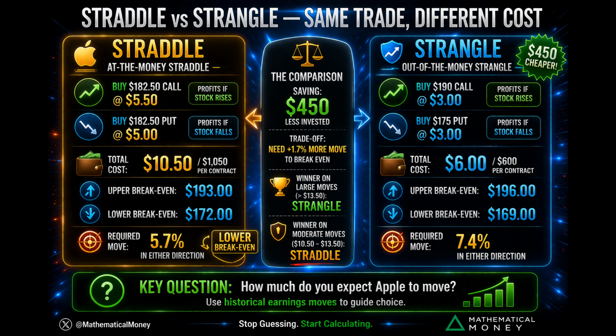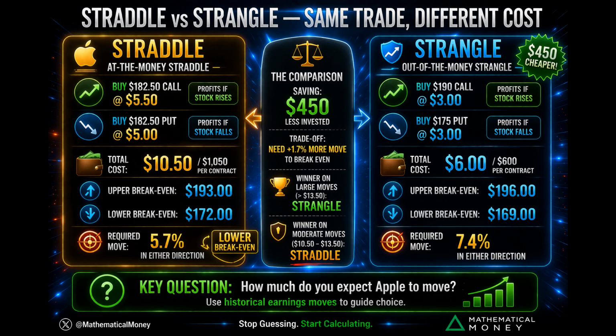Upper break even: $190 plus $6 equals $196. Lower break even: 175 minus 6 equals $169. Apple must close above 196 or below 169 at expiry, a move of $13.50 or more in either direction. The strangle requires a larger move to break even but costs $450 less per contract.